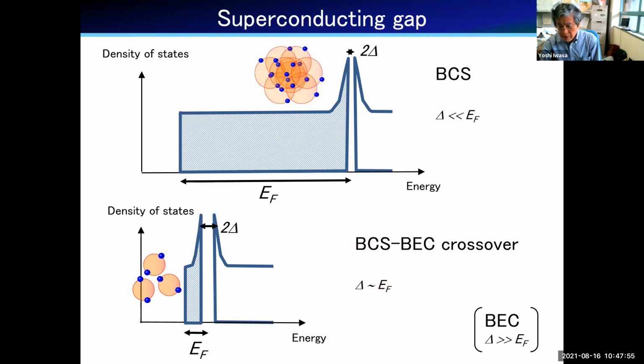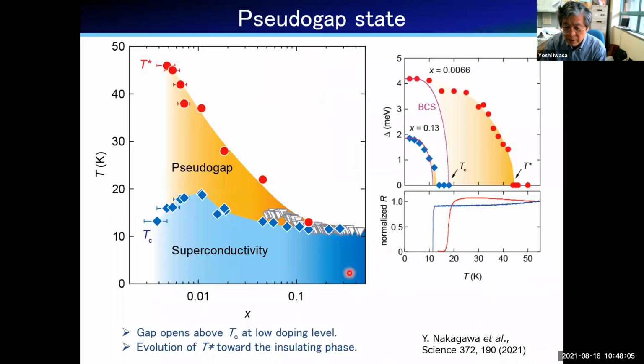So the BEC limit is the other limit from the BCS. We are not able to reach this limit yet. At least we can say that we are in this region.